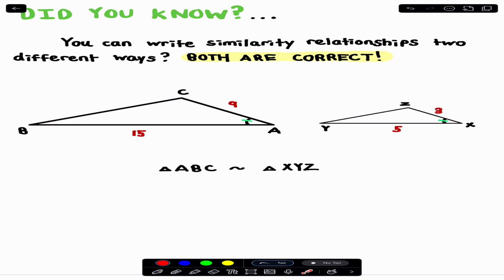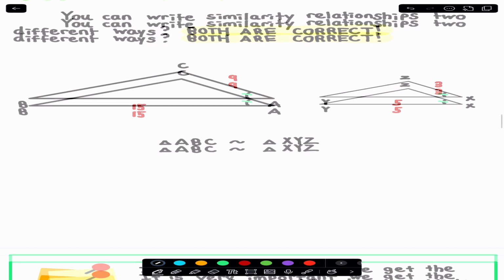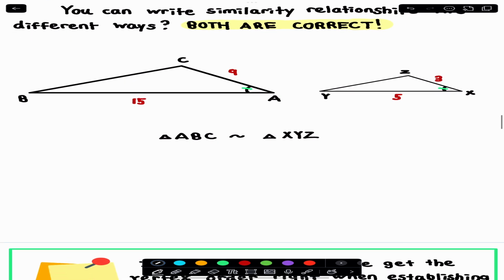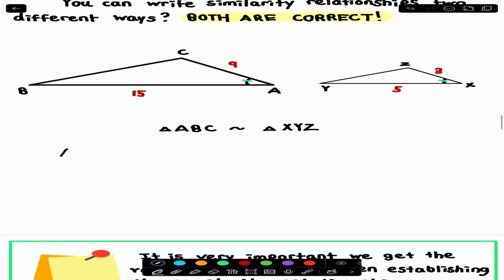Now, from here, we can write out the ratio. So I said 15 over 5 was equal to 9 over 3. So that would be taking side AB, which is 15, over side XY. That is equal to AC over XZ. But guess what?